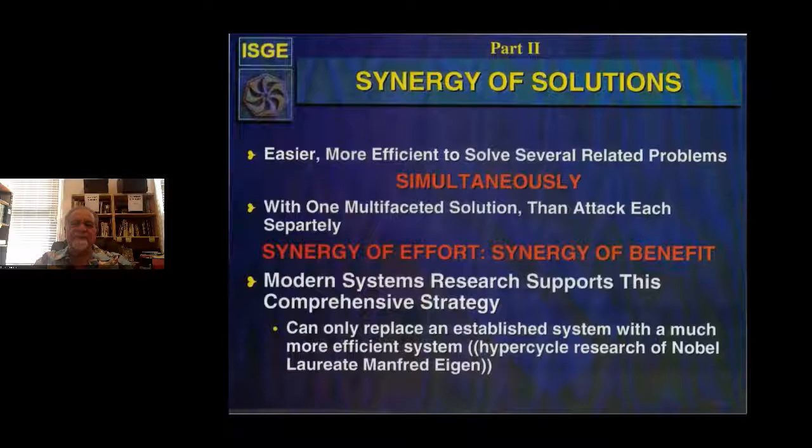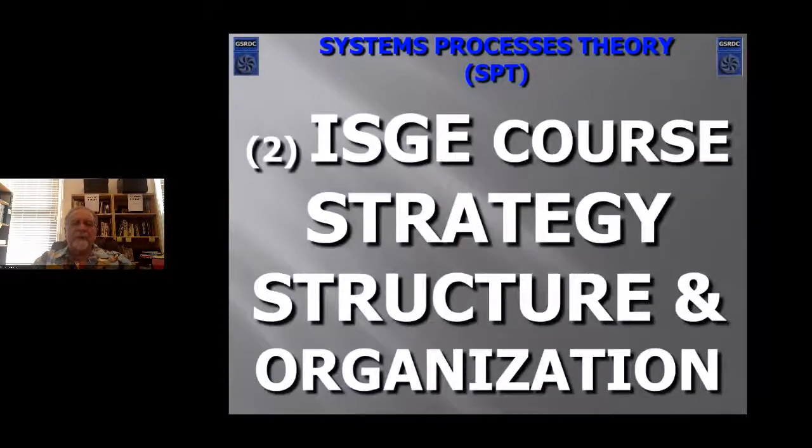Modern systems research supports this comprehensive strategy. You can only replace an established system with a much more efficient system. This is from the hypercycle research of Nobel laureate Manfred Eigen and one of our key systems sources. So that took care of ISGE goals and objectives. I hope you got the message.